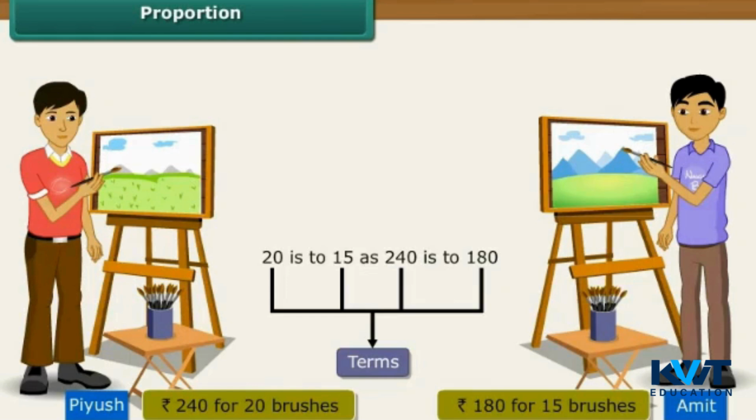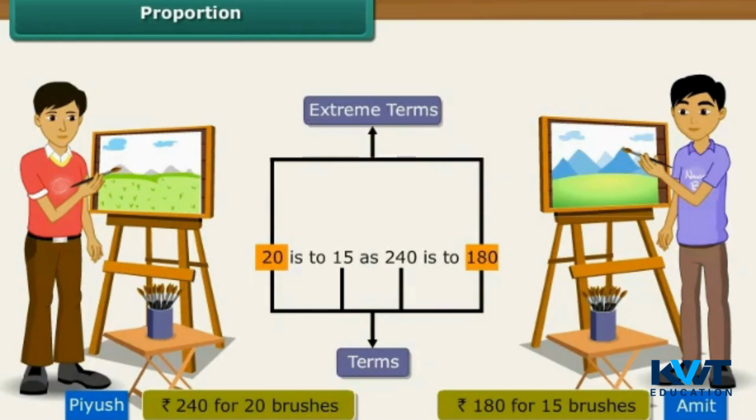Each number used in a proportion is called a term. 20, 15, 240 and 180 are terms. The first and the last terms are called the extreme terms. The second and the third terms are called the middle terms.